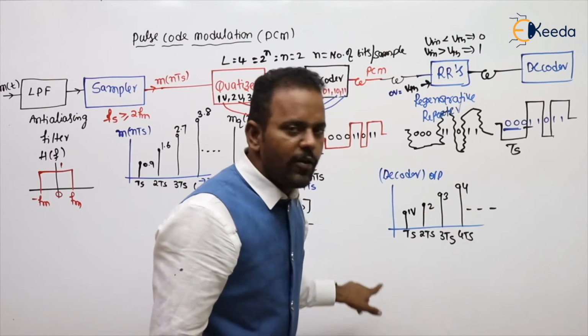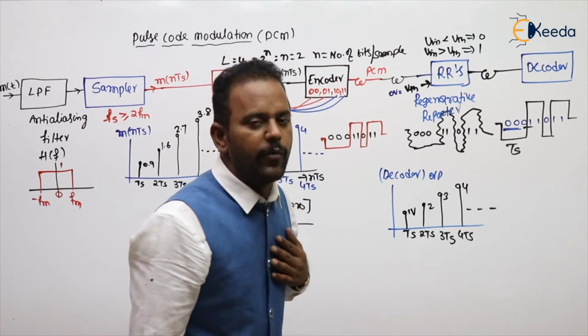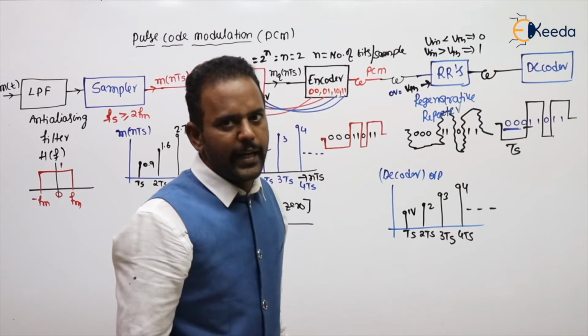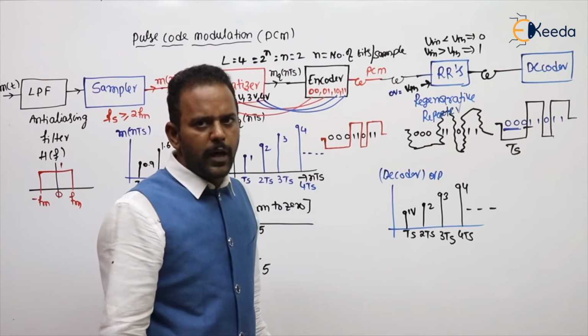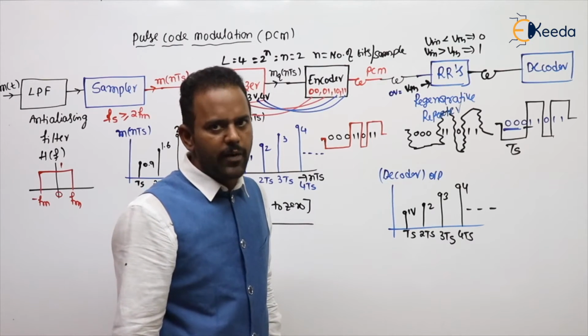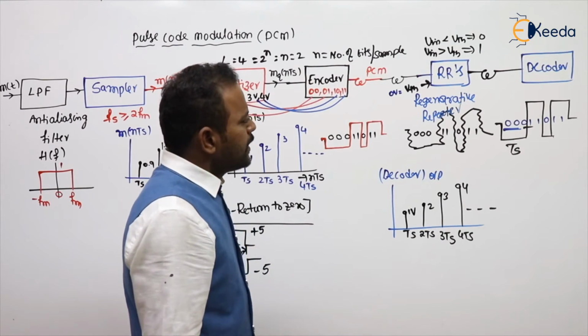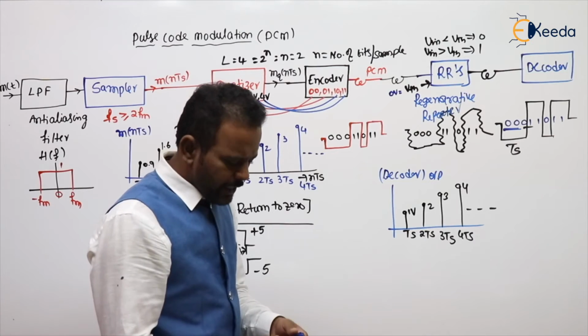These quantization levels may not be integers also, I told. For the starting example I took it like that. You can see in one GATE problem also 1.5 is the quantization level. So the decoder will do the inverse operation. Next.